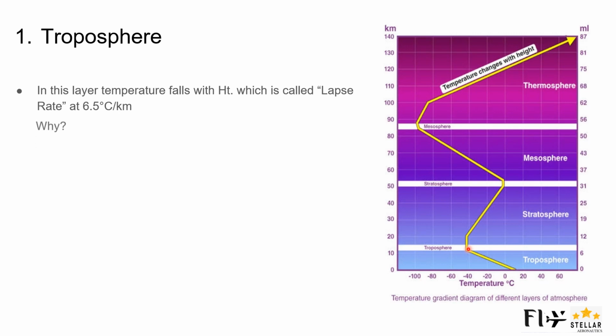But why does the temperature fall with height? The reason is that troposphere's gases absorb very little of incoming solar radiation. Instead, the ground absorbs this radiation and heats the tropospheric air by conduction and convection. So the air near the ground is heated, and as the air rises, it cools down. Thus, the temperature falls with height.